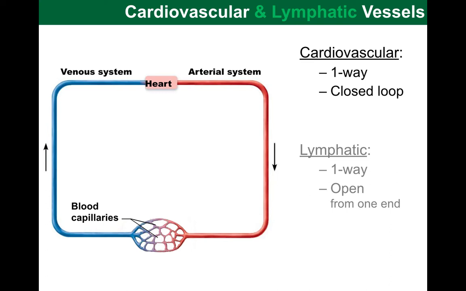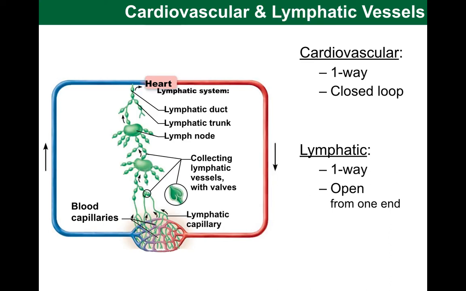Now this interstitial fluid needs to be picked up by the lymphatic system, so let's add it to the diagram. And here we have the lymphatic system added to this diagram. You might notice how it is open at one end, the end where it picks up the interstitial fluid around the blood capillaries. So this is not a closed loop system like blood circulation, but rather an open one.